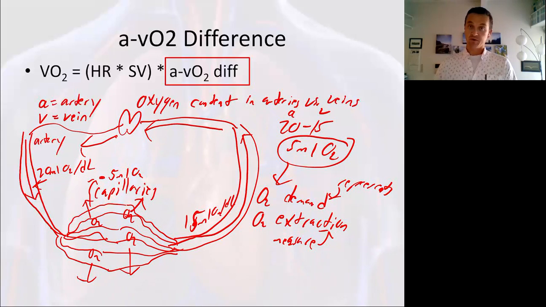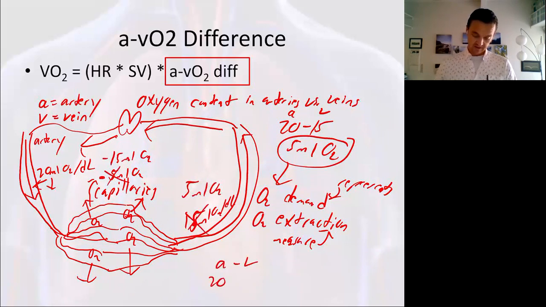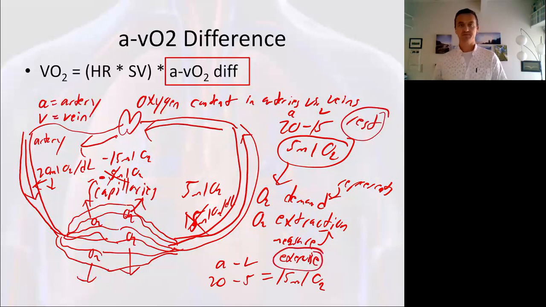When we're exercising intensely, we might see something like this. We're still going to see the 20 going in, but instead of just 5, we might see 15 mLs of O2 getting pulled out. On this side, we wouldn't have 15 left, we would have 5 mLs left. So we'd have 20 on the artery side but only 5 on the venous side. That gives us an AVO2 difference of 15 mLs of O2. That might be something we see during exercise, and the earlier example is what we might see during rest. So that's the AVO2 difference.